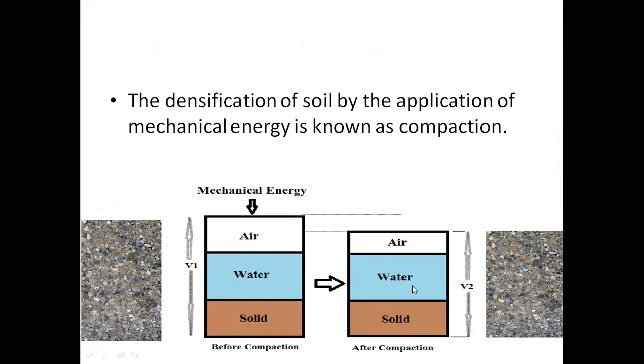Here, after compaction, we get compressed soil particles. The air volume is pushed away, and the water and any void spaces between these soil particles are reduced after the compaction of the soil. So this is the volume V2.